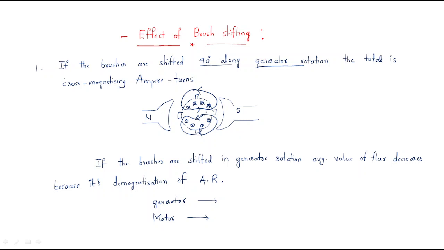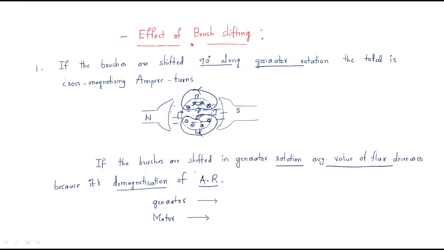So the complete flux will be generally like this. Flux lines go like this, north to south. But some flux lines will be demagnetized. If the brushes are shifted along the generator rotation, the average value of the flux decreases because of demagnetization and because of the armature reaction.